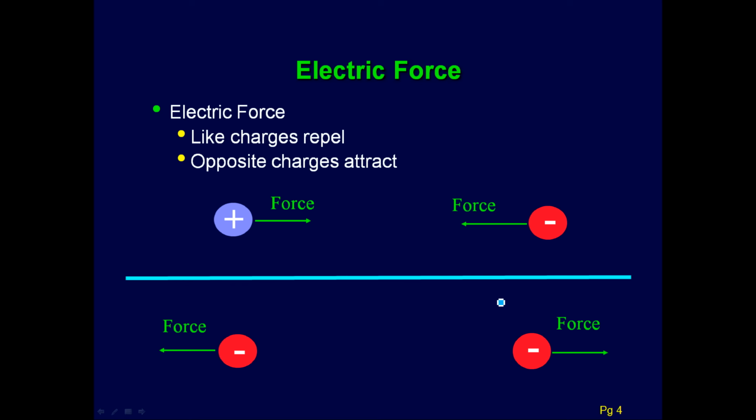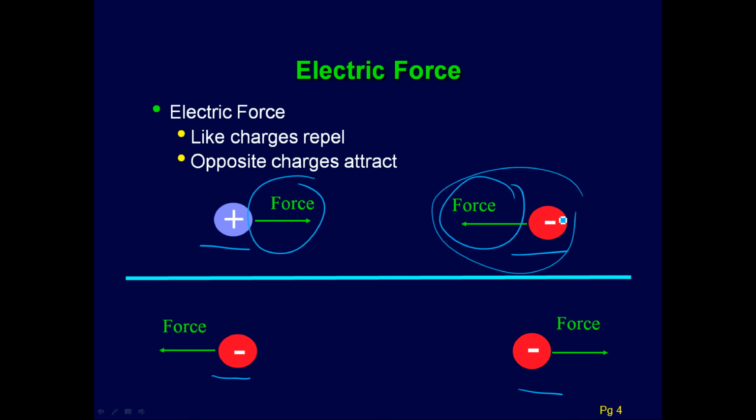The key to understanding how to solve different kinds of problems involving electric force is this simple idea that like charges repel and opposite charges attract. Just in the picture here, the positive charge is attracted to the negative charge, and the two negative charges repel each other. One thing to note, due to Newton's third law, the force that this positive charge feels of attraction and the force that the negative charge feels of attraction are equal and opposite.